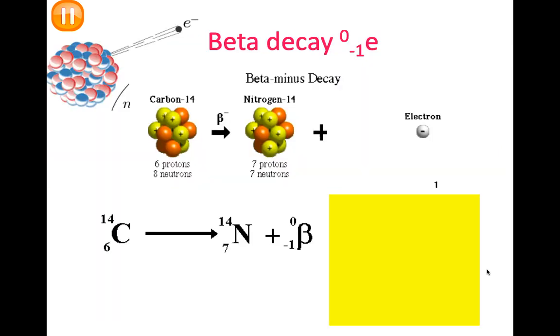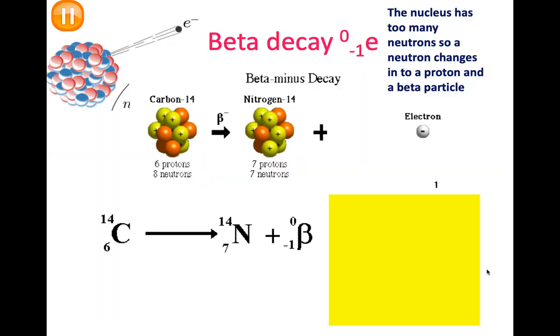Beta decay. This occurs when the nucleus has too many neutrons. So a neutron will change into a proton and a beta particle. So using the example of carbon, what does beta decay do to the atomic and mass number? Pause the video.